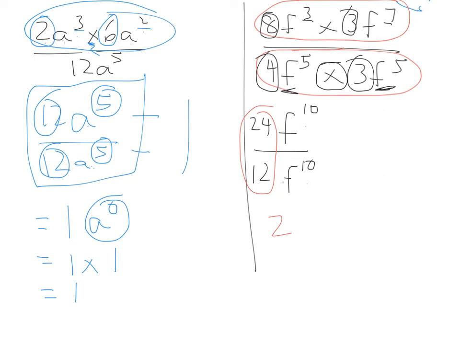F and F, same base. If we're dividing, what do we do with our powers? We subtract. So f, 10 take away 10 is 0. So from there, we'll now say that 2, anything to the power of 0 is 1. So we just end up with 2.